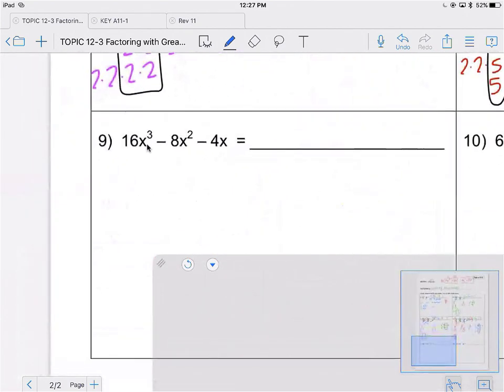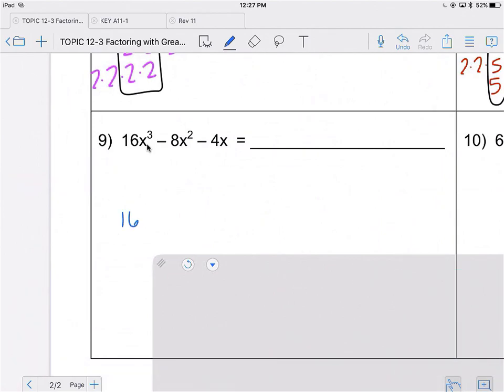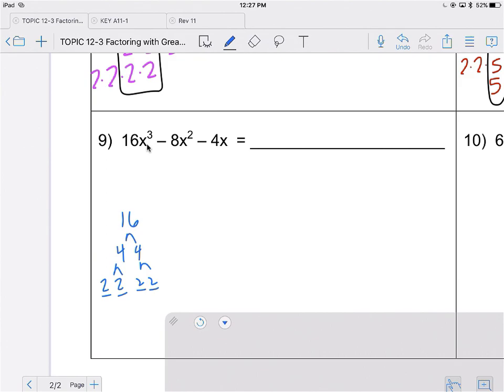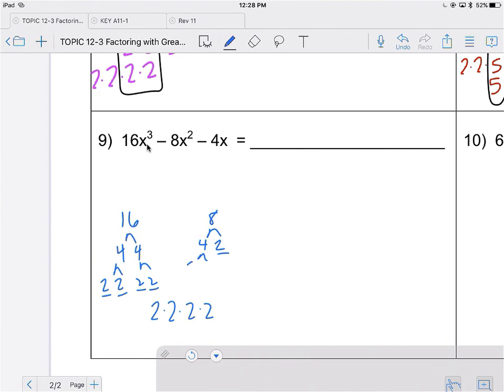So 2 more problems. Start with your numbers. 16 is 4 times 4. 4 is 2 and 2. So I'll do it here. 8 is 4 times 2. 4 is 2 and 2, and the other 2 can't be broken up further. So 2 times 2 times 2.